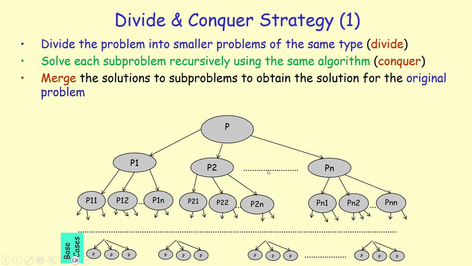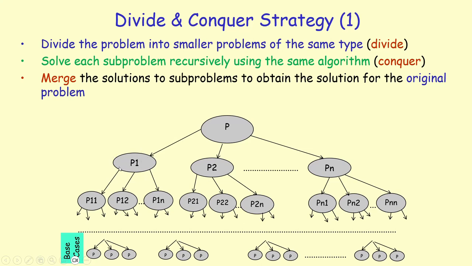So P1, P2, and Pn have to have a smaller scale compared to P, but they have to have the same type in terms of formulation. So P1 is the same formulation of the original problem, but has a smaller scale. P2 is the same and Pn is the same. This is called dividing the problem or recursive formulation of the problem. Now we recursively solve each of these subproblems. That's called the conquer part.